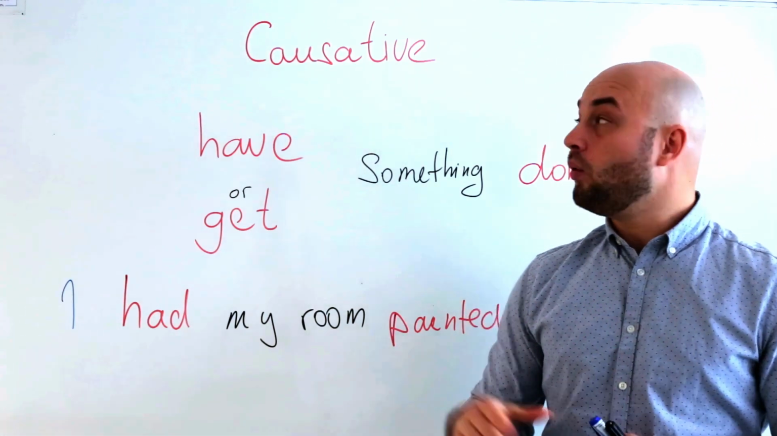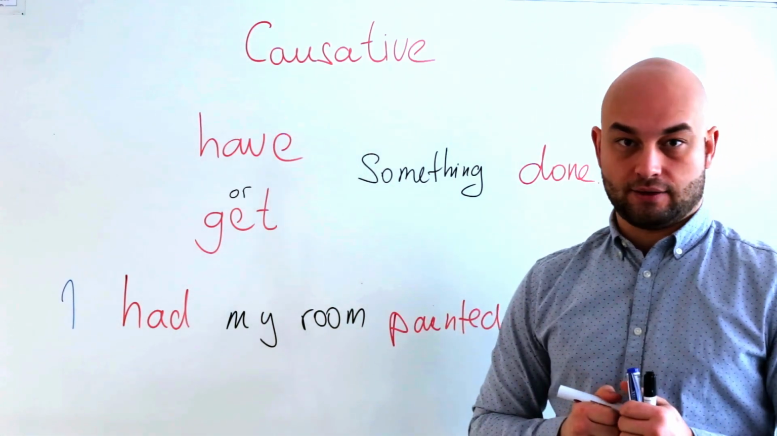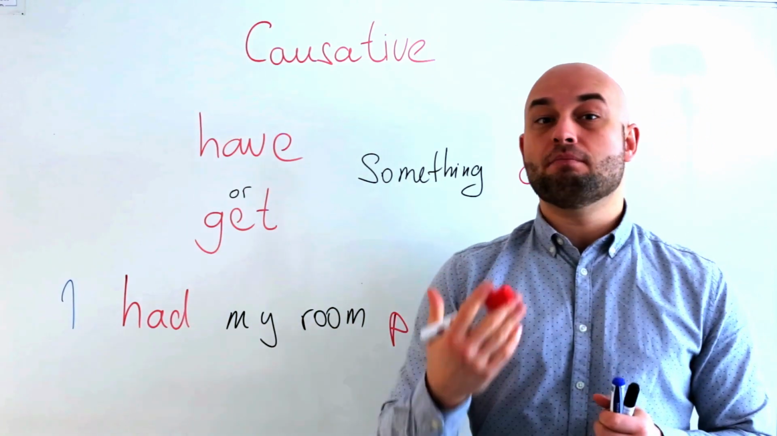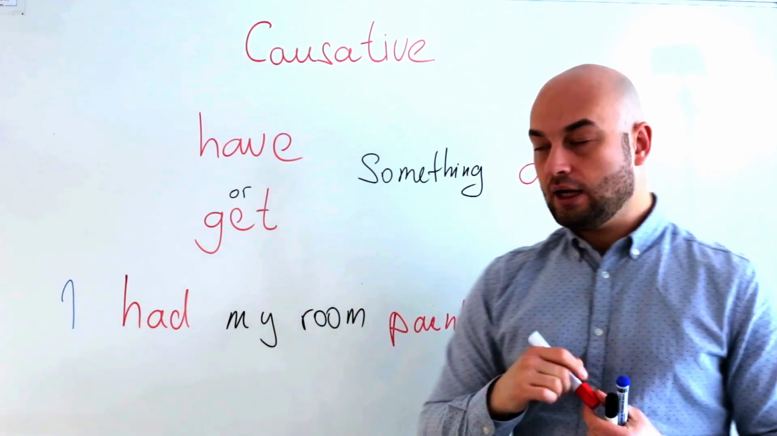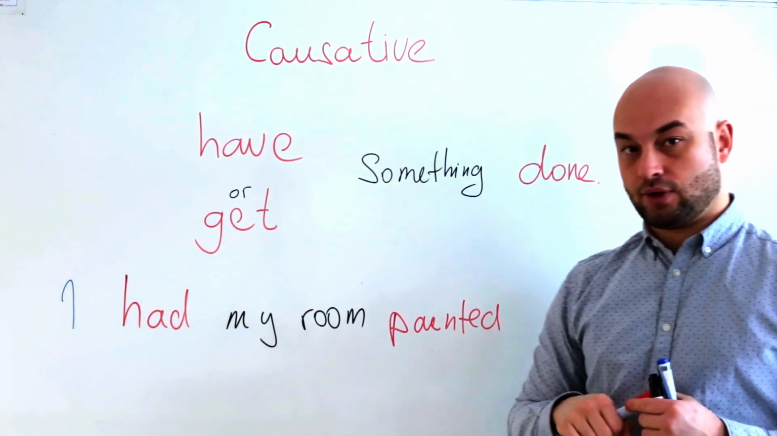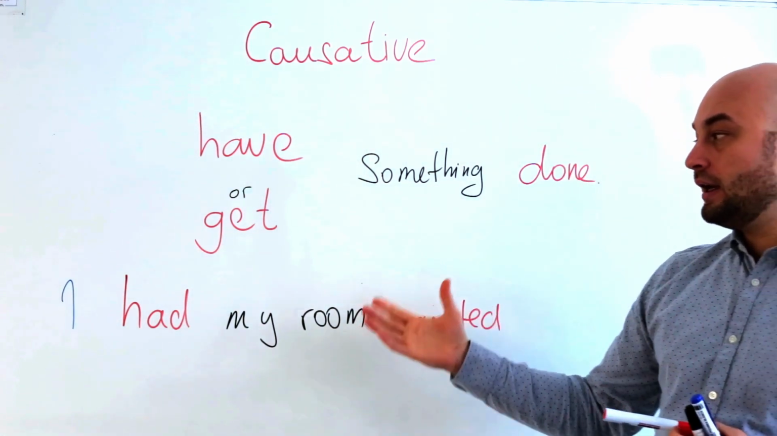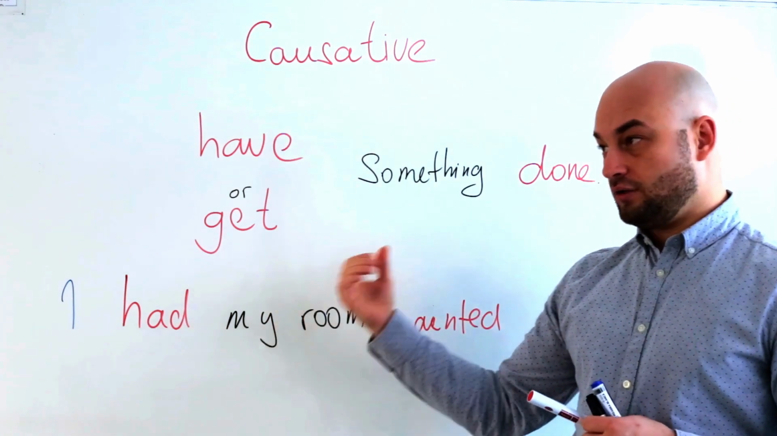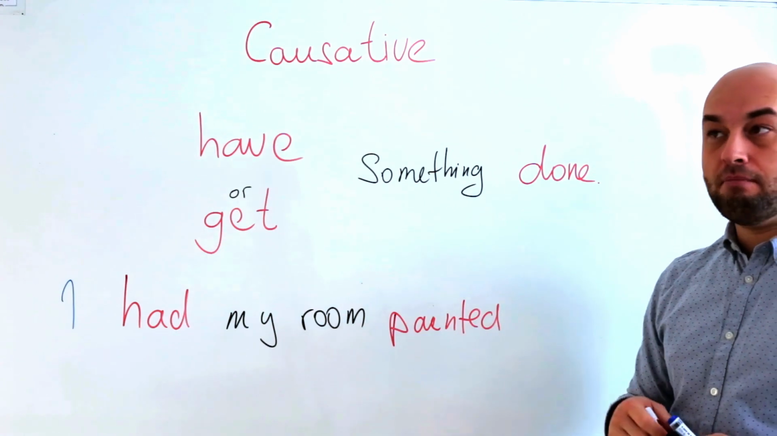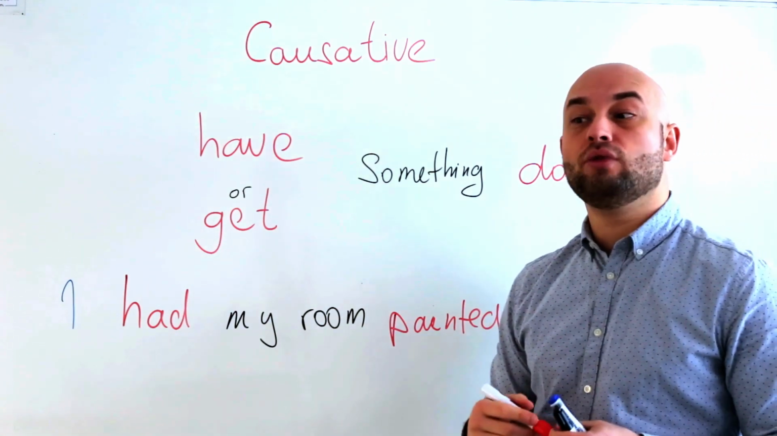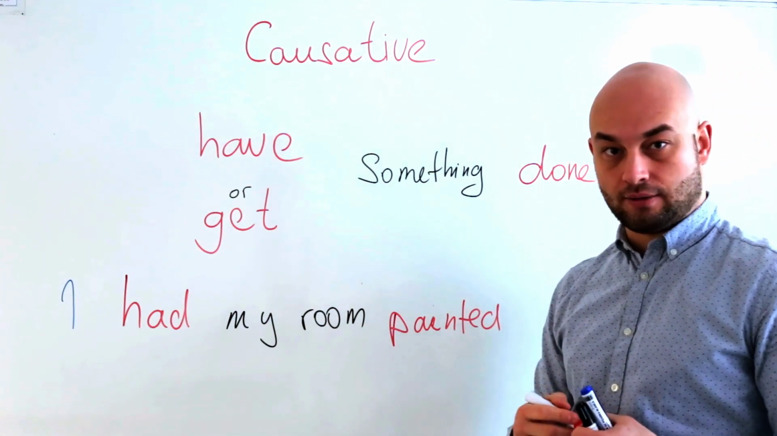Now you see why it's similar to the passive. It's because you don't mention the subject, the real person who performs the action. You don't have to mention that person. And it's a similar structure to the passive voice because of that, because you avoid mentioning the person who really does perform the action. Okay?